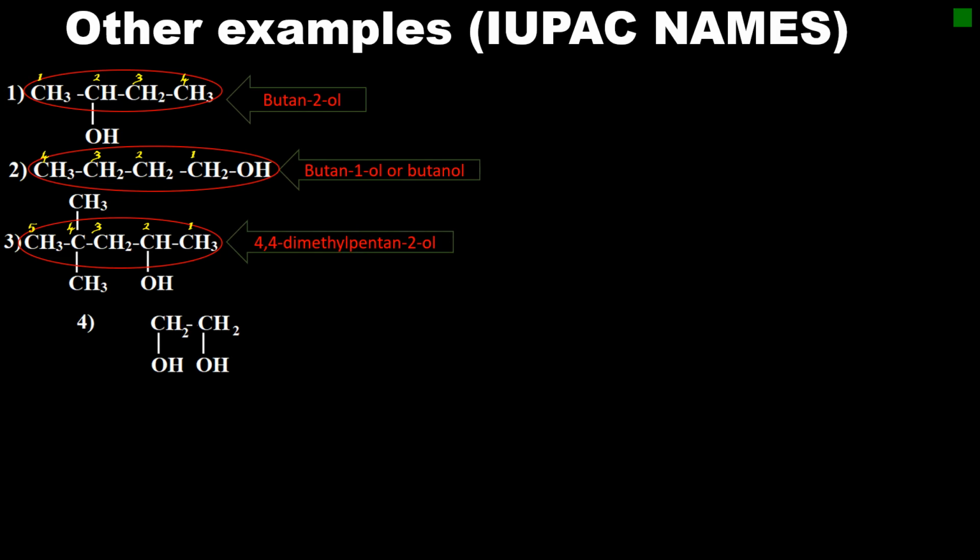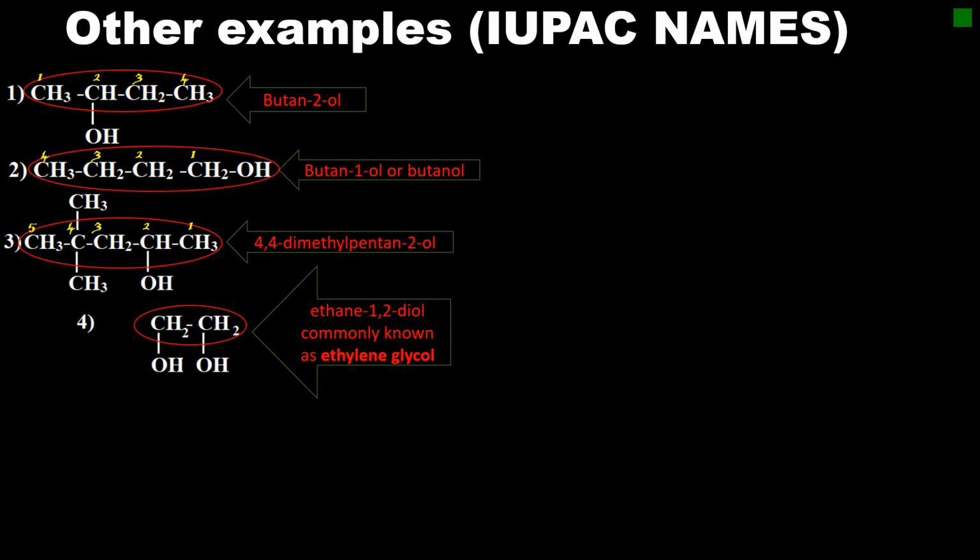The fourth example, we choose the parent chain, and here we have 2 OH groups. To assemble the name, we add the prefix di to show that there are 2 OH, which precedes OL. So the name is going to be ethane-1,2-diol.